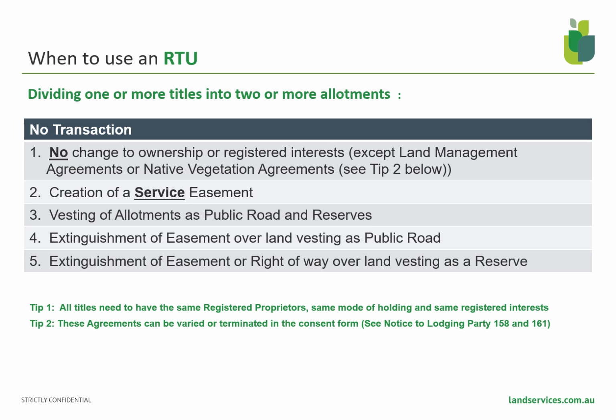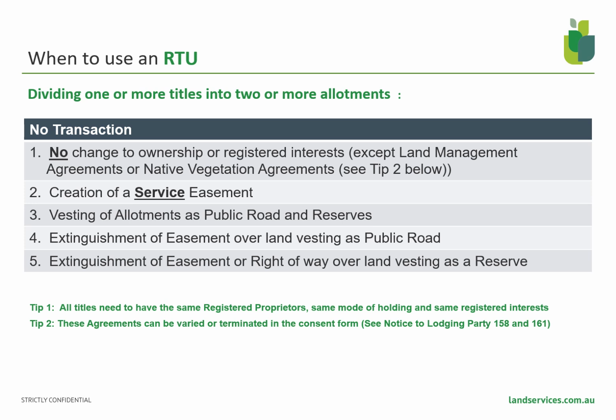The only exception is for a land management agreement or native vegetation agreement. These types of agreements can be varied or terminated in the consent form within an RTU. For further information, see Notice to Lodging Parties number 161. If you have this situation where the agreement is going to be adjusted, then ensure that the consent form has the extra wording that is required as shown in Notice to Lodging Parties number 158.